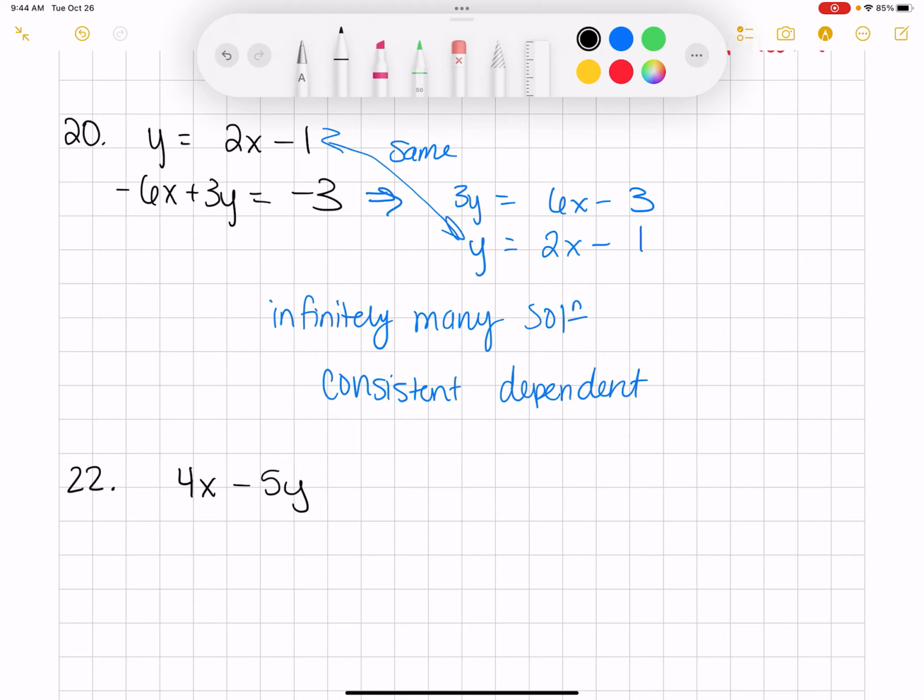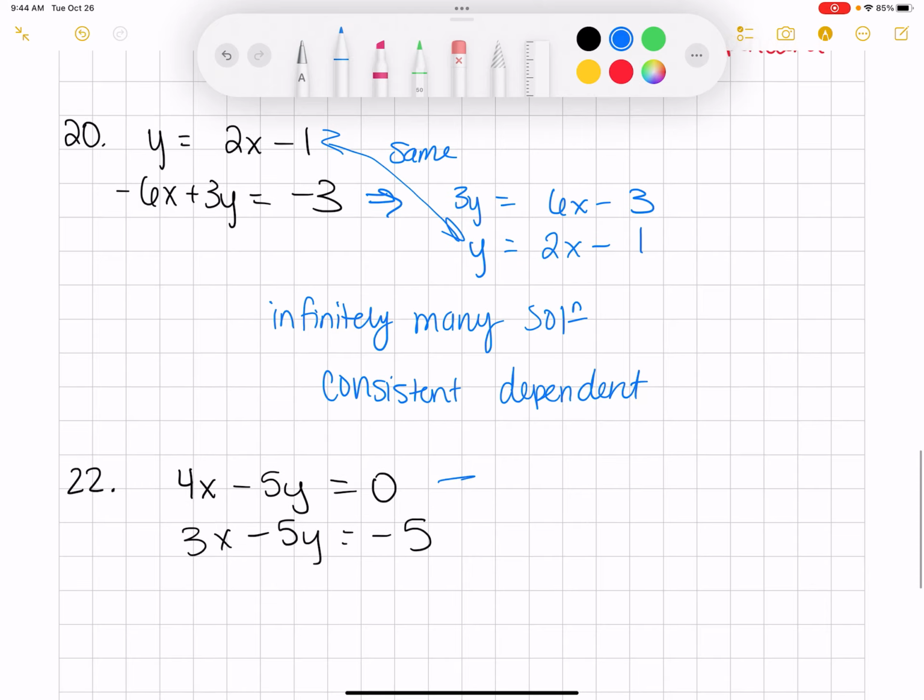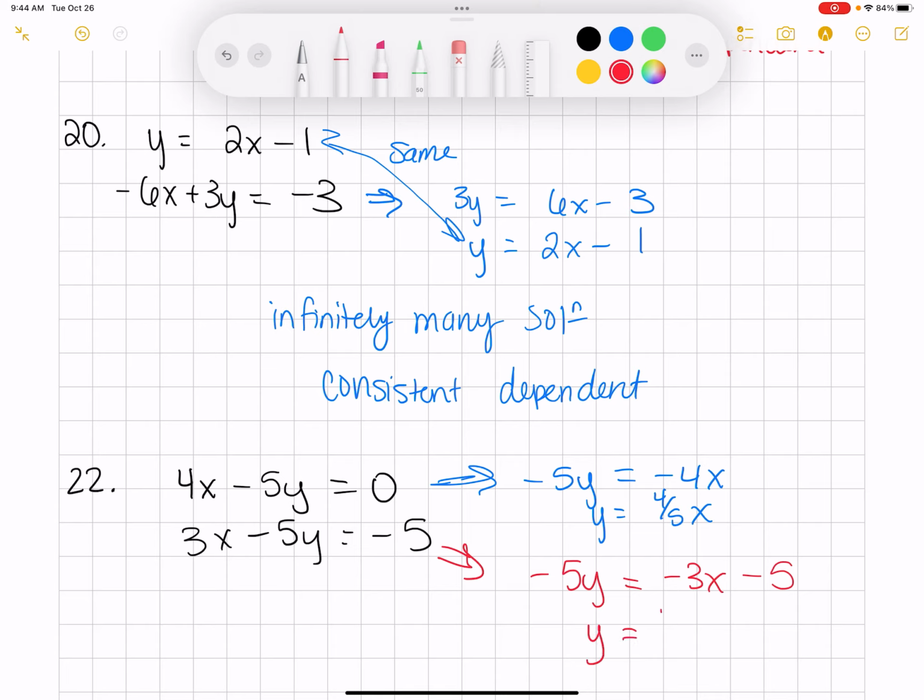Alright, 22, 4x minus 5y is equal to 0, and 3x minus 5y is equal to negative 5. So I'm going to rewrite them. So negative 5y is equal to negative 4x. And then divide by negative 5, y is equal to 4/5 x. And then the other one, negative 5y is equal to negative 3x minus 5. Divide by negative 5, y is equal to 3/5 x plus 1.